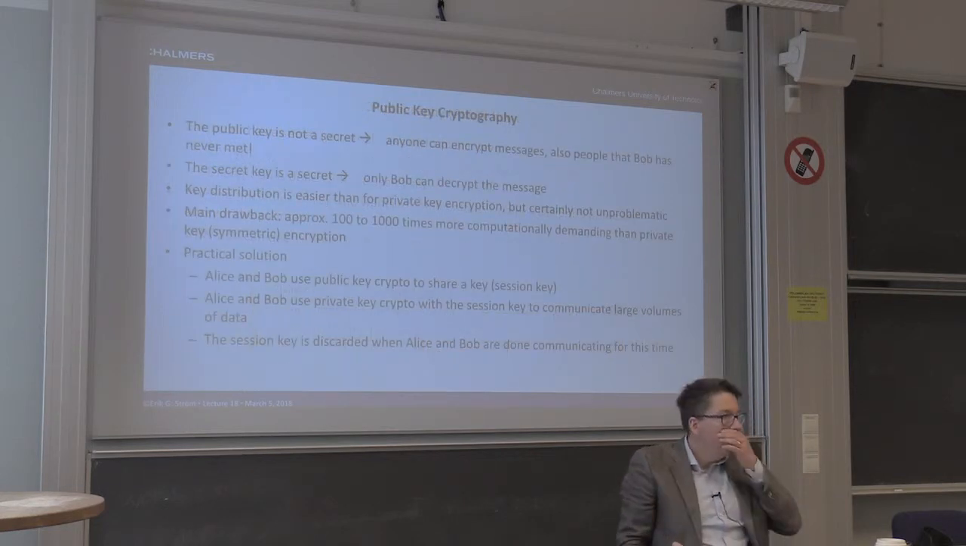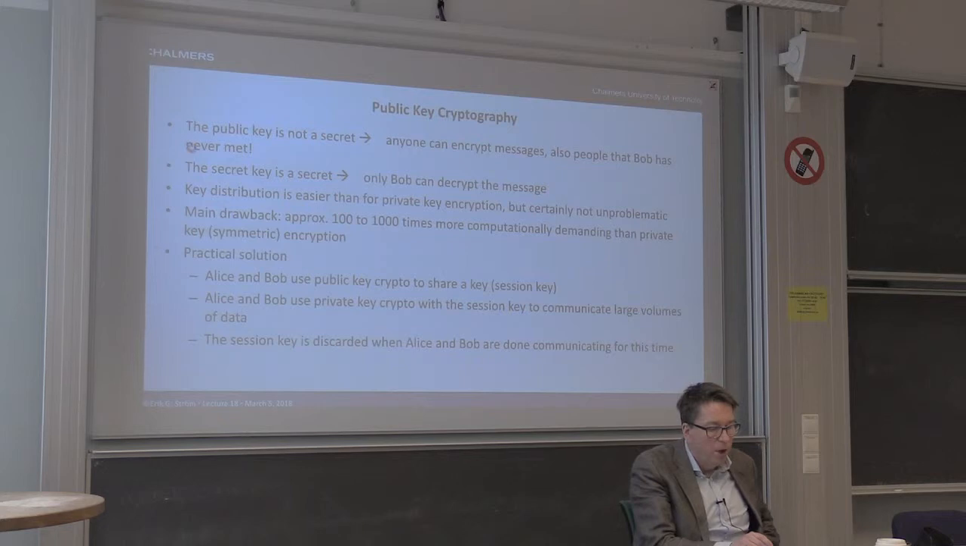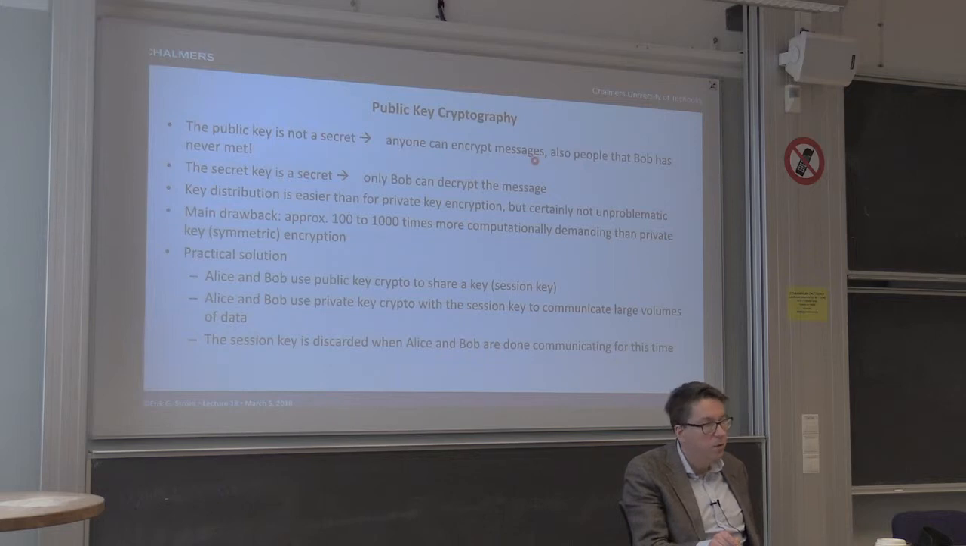Why is this good? Well, the public key is not a secret, which means that, I said this many times now, anyone can encrypt messages. And the advantage of this is it could also be people that Bob has never met. So Bob here could be, for instance, Amazon. You never went to Amazon and got a special key for you, but we know Amazon's public key, so we can communicate with Amazon in a secure way. Only Amazon can decode the message to Amazon. So it's very convenient from that matter.